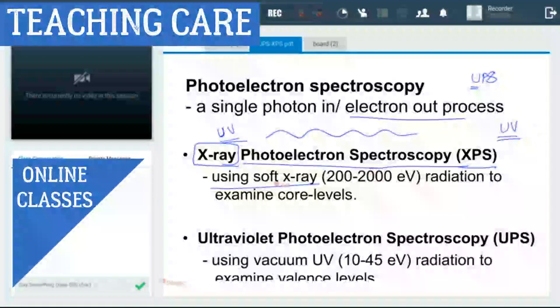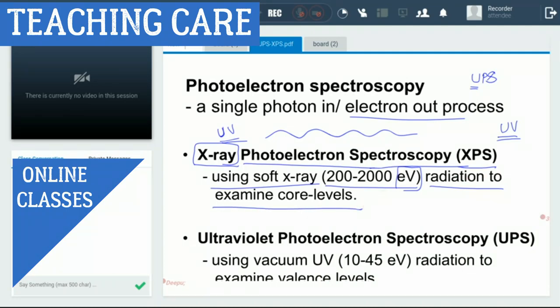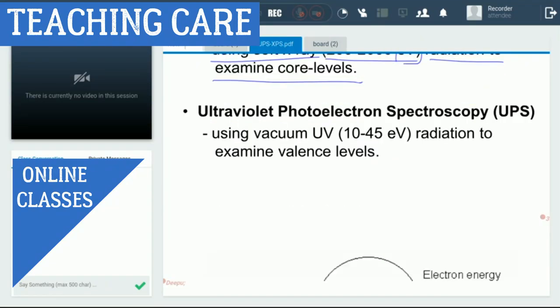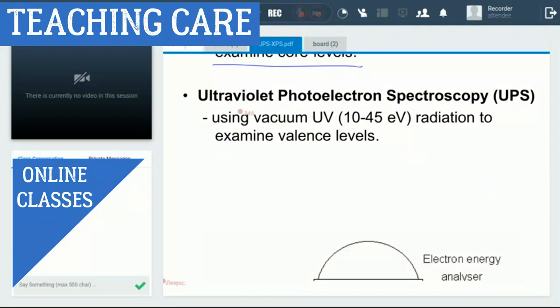Yeah, so using soft X-ray, this is 200 to 2000 electron volt energy possessed by the X-ray radiation to examine core level. Core level in the sense, when the electrons are present in their ground state. Another one, photoelectron spectroscopy, I said, ultraviolet, UPS. By using ultraviolet radiation, how are you going to examine valence electrons? The previous one, X-ray, is going to be used for core, every electron inside the atom.